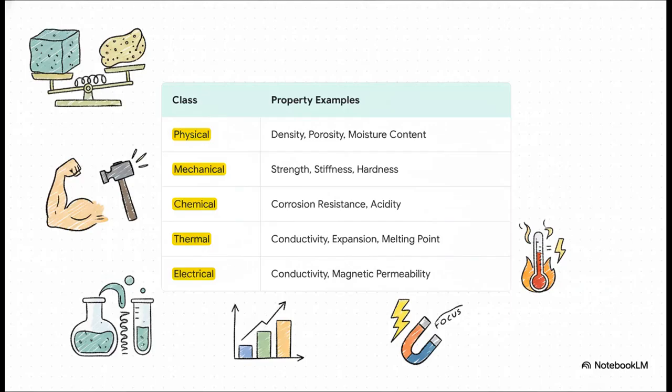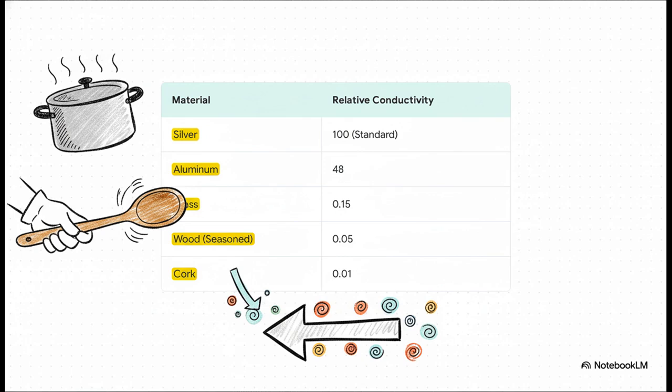And look, these properties aren't just some random, messy list. They're actually sorted into these neat little families. You've got your physical properties, like how heavy something is for its size, that's density. Then you have chemical, thermal, electrical, but for us, the real rock stars today are the mechanical properties. These are the ones that tell an engineer how material is going to react when you push it, pull it, or twist it.